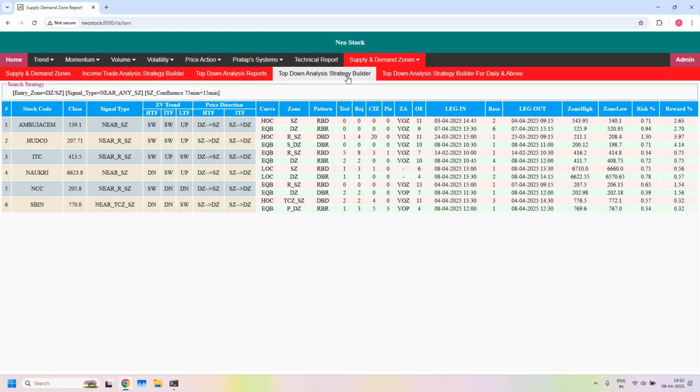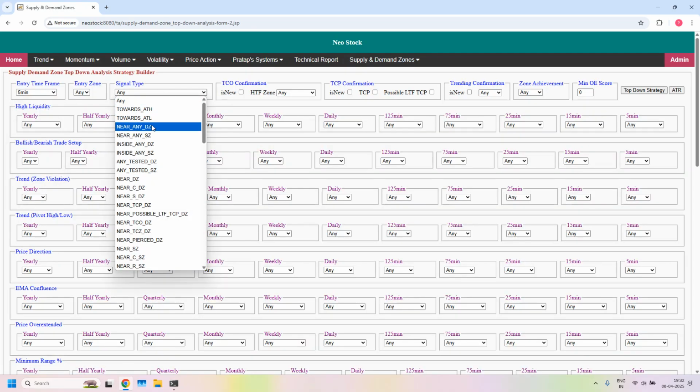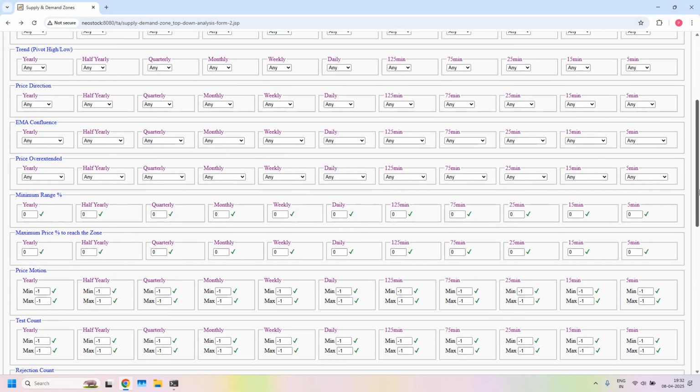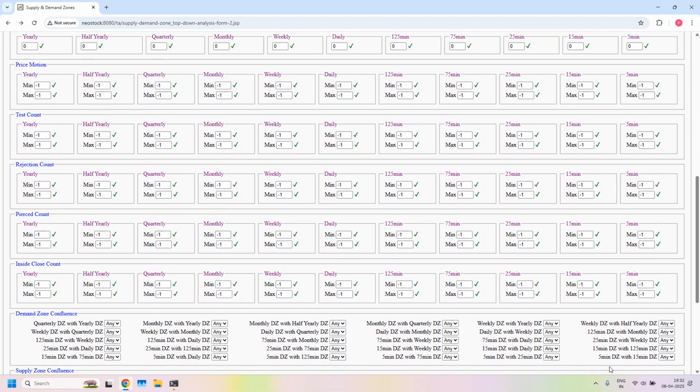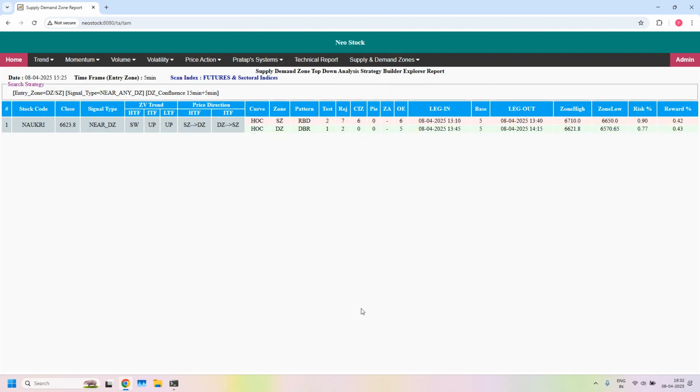Okay, next time frame is 5 minutes. Stocks near 5 minutes demand zone. We got 8 stocks. Let's filter based on the 5 minutes and 15 minutes demand zone confluence. So with this filter, 1 stock is filtered.